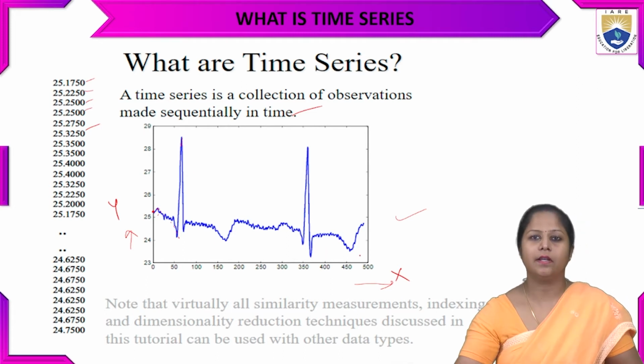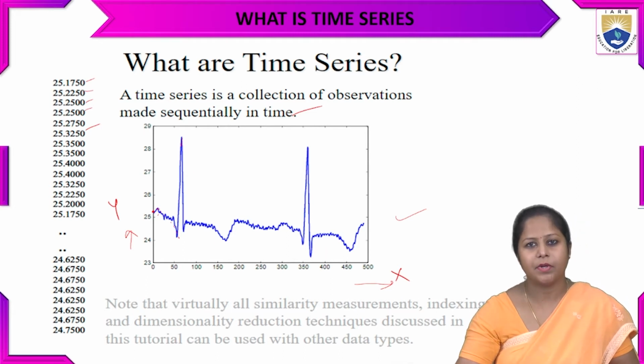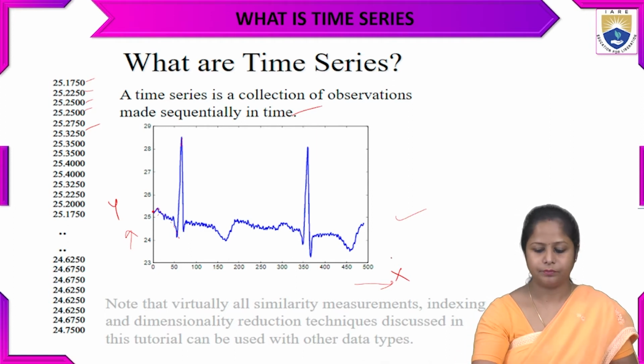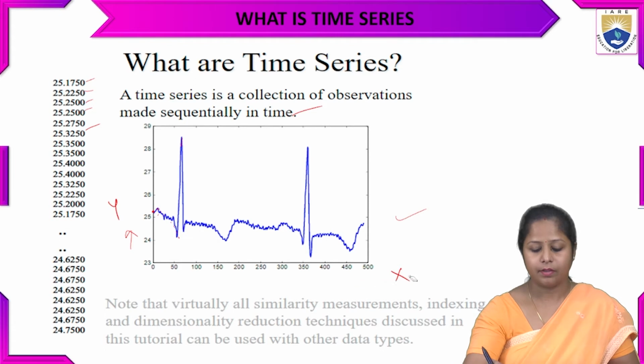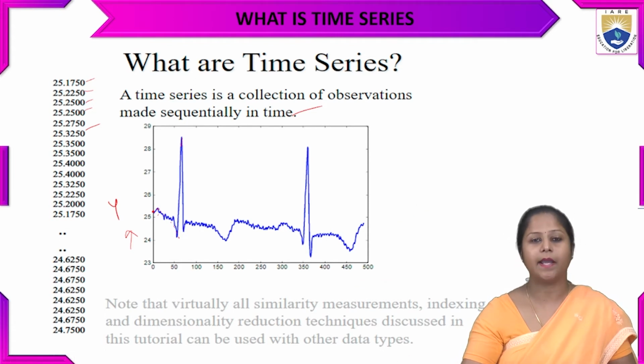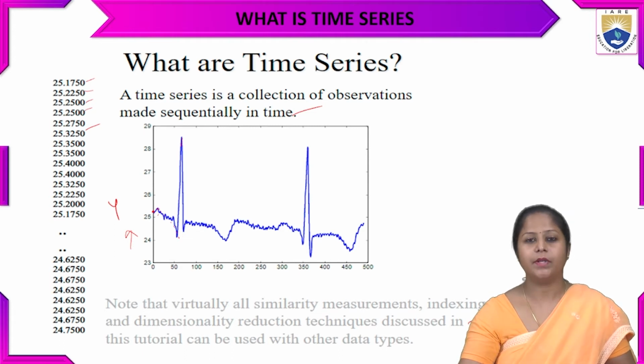So this is the sequential representation of a graph, and the time series graph is nothing but the sequential form of series, right? So here all the similarity measurements, indexing and dimensionality reduction techniques will be discussed by me with the other data types.